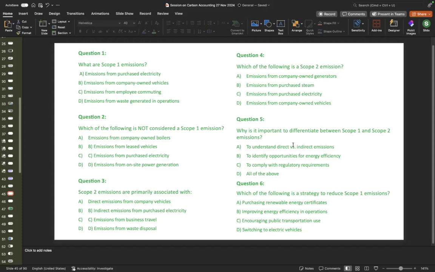Okay, let me ask the question. Anyway, I know you have read it. Good. Which of the following is a strategy to reduce scope 1 emission? A. Purchase renewable energy certificates. B. Improving energy efficiency in operation. C. Encouraging public transportation use. D. Switching to electric vehicles. Second, A and D.